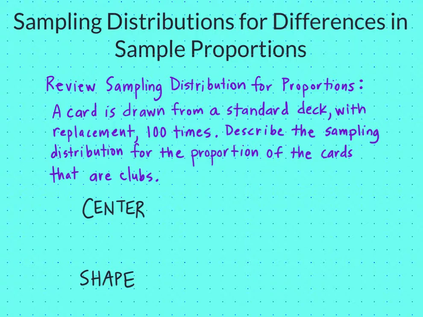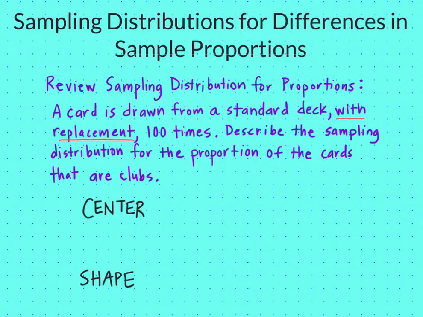So here's an example. We're going to draw a card from a standard deck. That's 4 suits. We're talking about suits right now. So it's 1/4 spades, diamonds, hearts, and clubs. And we're going to replace that card. That's important. We need our trials to stay independent. So the words "with replacement" mean that on every drawing, there's going to be the same probability of choosing a club. And we're going to do this 100 times. And the question is, what's the sampling distribution going to look like?